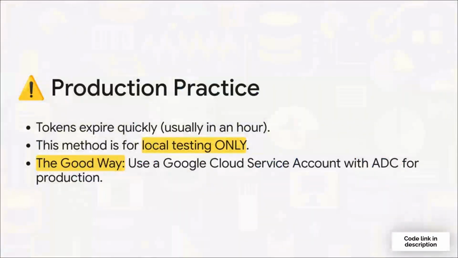Okay. Now, a really important warning here. Seriously, this token expires pretty quickly, usually in about an hour. It is perfect for local testing, but please, it is absolutely not for production. The right way, the good way, is to use a Google Cloud Service account with something called Application Default Credentials, or ADC. Basically, ADC automatically and securely finds and uses service account credentials without you ever needing to manage keys or tokens. It's the robust, secure choice for any real environment.